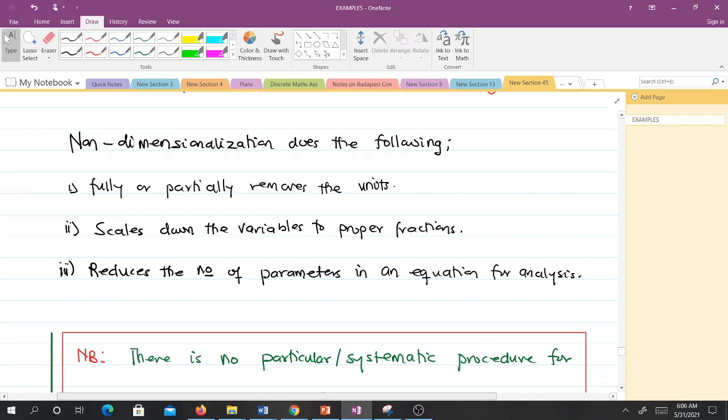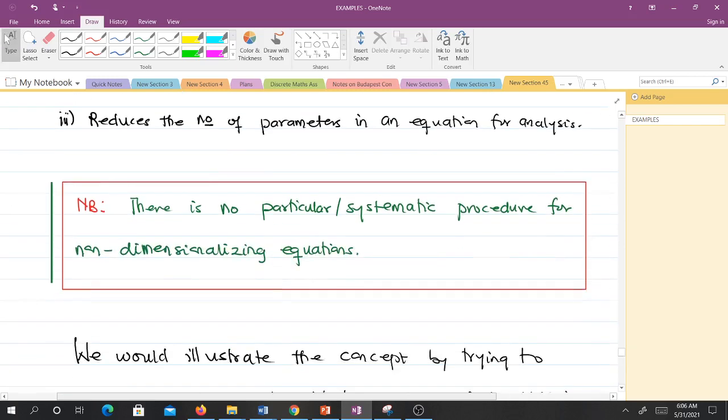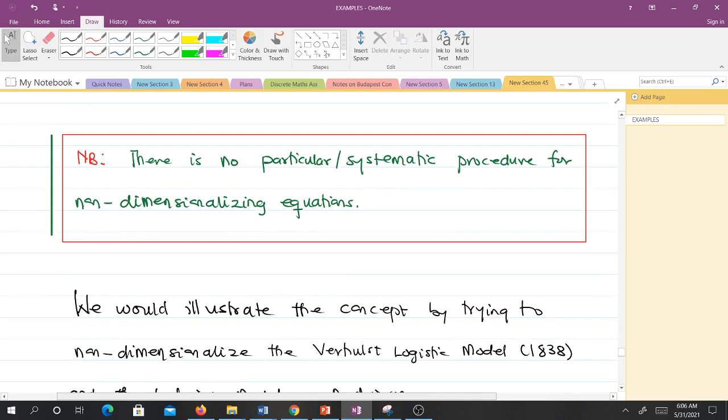So for instance, you might have an equation with several variables, and you would want to reduce the number of variables for easy analysis. You can apply a concept we call non-dimensionalization. And mostly in mathematical biology, that is what we do. We non-dimensionalize equations or models to reduce the number of parameters in it to make analysis very simple. Unfortunately there is no particular or systematic procedure for non-dimensionalizing equations, so it doesn't have a straight method that says do this or do that.